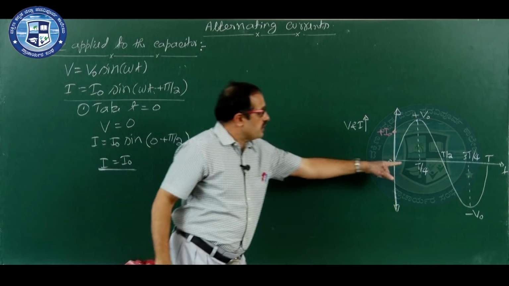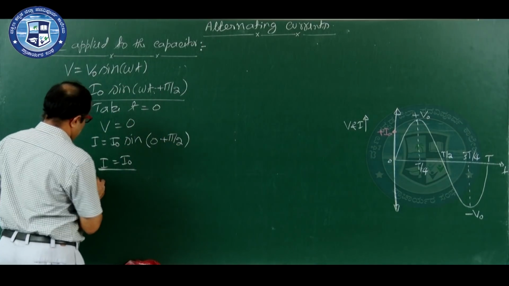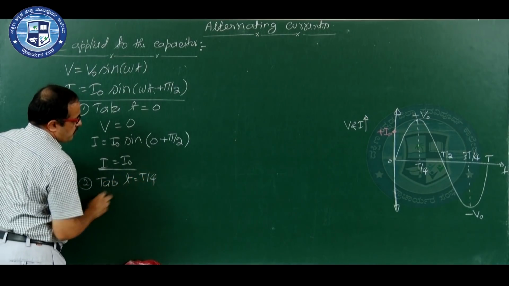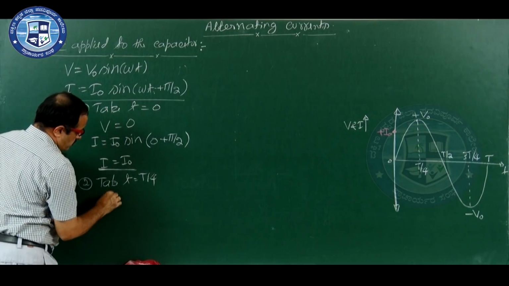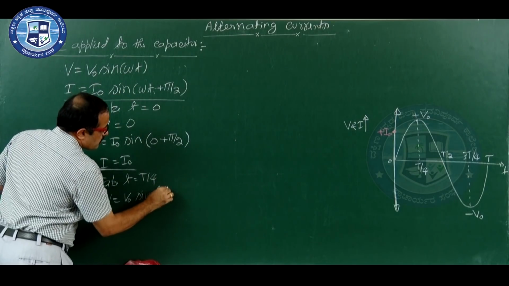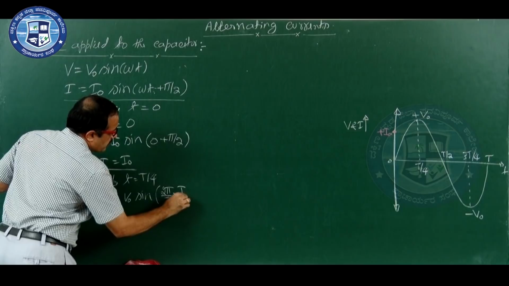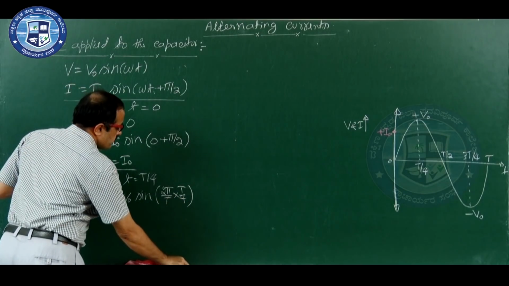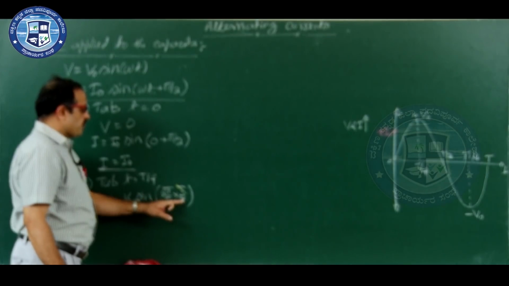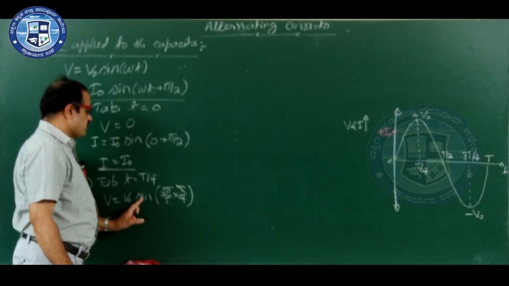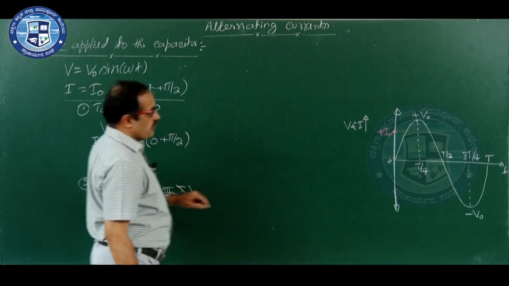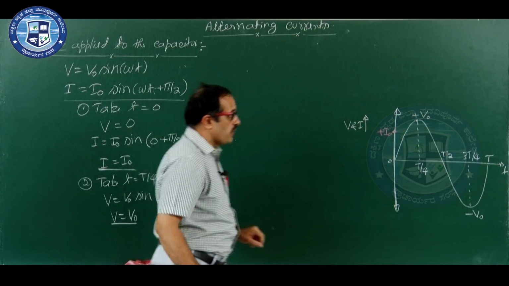Now, we take the next interval, time equal to T by 4. Then voltage V is equal to V naught sine, what is omega? 2 pi by T into T by 4. So, T we can cancel and it is actually pi by 2. 2 pi by 4 means pi by 2. Pi by 2 means 90 degree, sin 90 is 1. Therefore, V is equal to V naught. That is this. When time equal to T by 4, voltage is plus V naught.